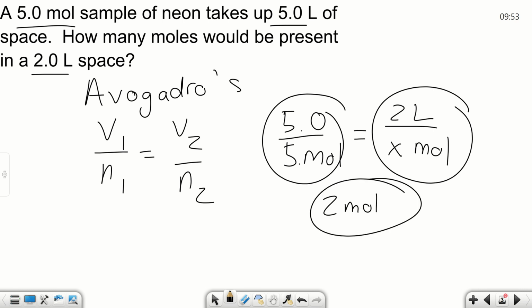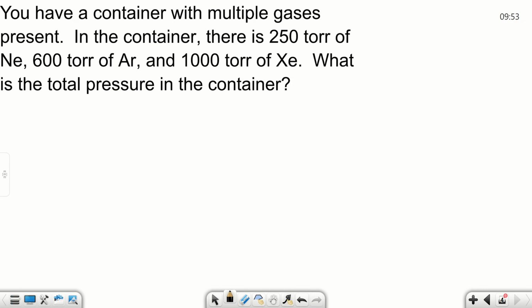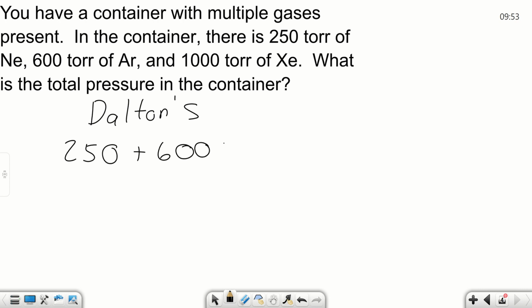If I decrease the volume, I'm going to have to decrease the amount of moles present. So that's Avogadro's. The last one to show is Dalton's. For this one, we know it's Dalton's because you have a container with multiple gases present. In almost every other problem, there's only one gas present. In the container, there's 250 torr of neon, 600 torr of argon, and 1,000 torr of xenon. What is the total pressure in the container? This is Dalton's. All we do is add it all up. So it would just be 250 plus 600 plus 1,000, and that should be 1,850 torr.